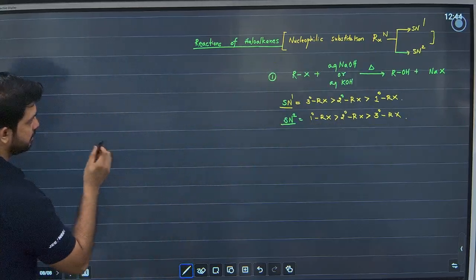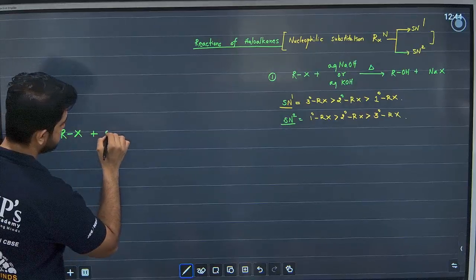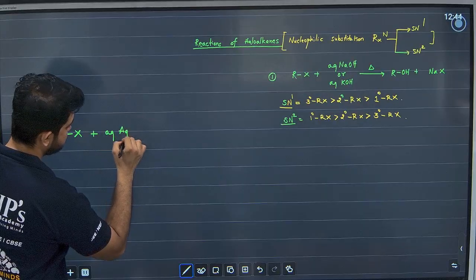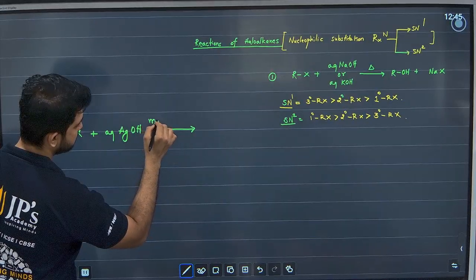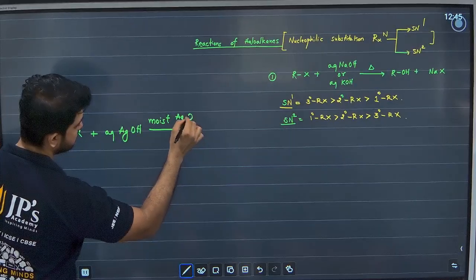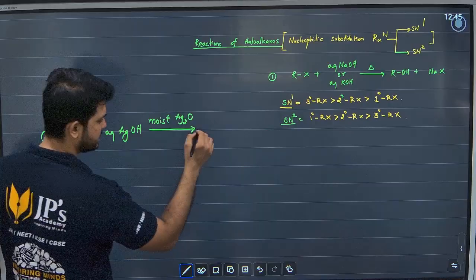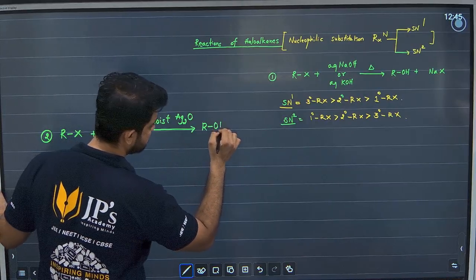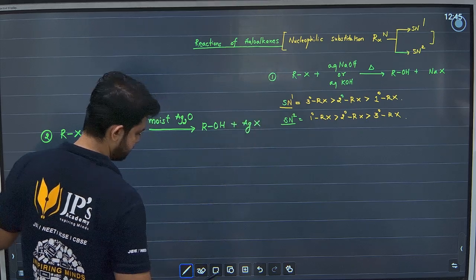Second, we have RX, same reaction, plus aqueous AgOH, which is obtained from moist silver oxide. What will you get here, people? Same thing, again ROH plus AgX.